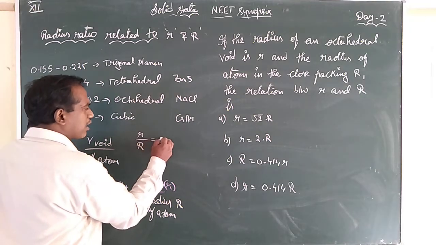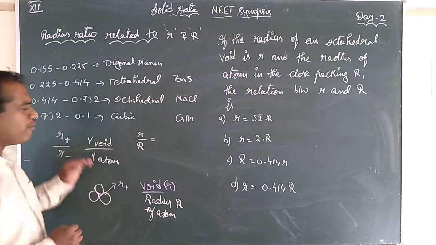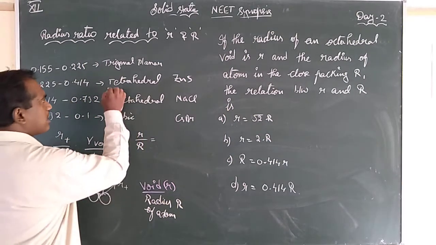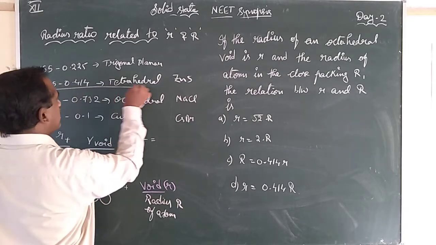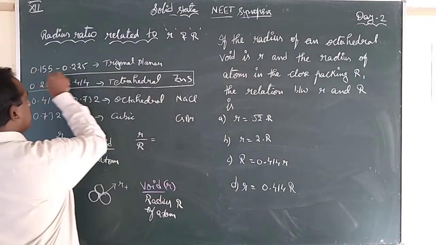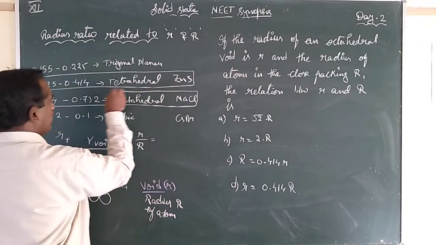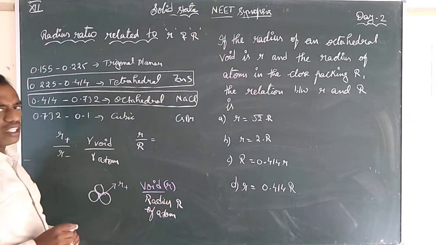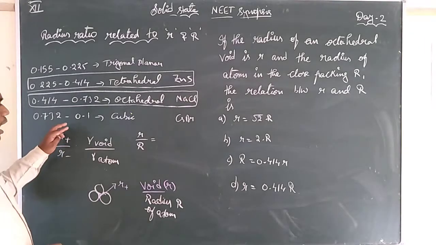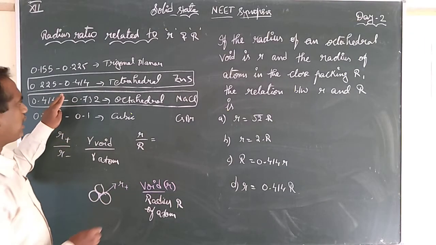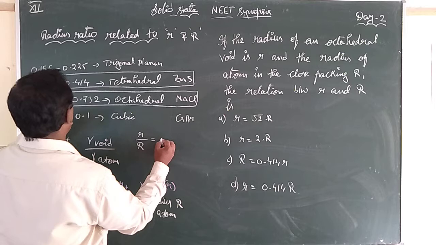If you see, the same values apply. But here the two important areas are tetrahedral and octahedral, how to represent them. These are the values for tetrahedral and octahedral. r by R for tetrahedral, what is the value we had?